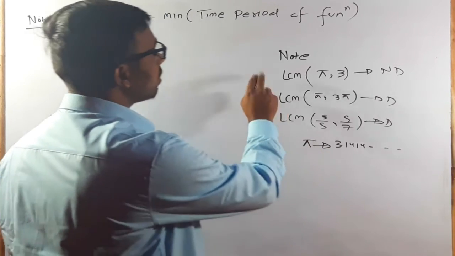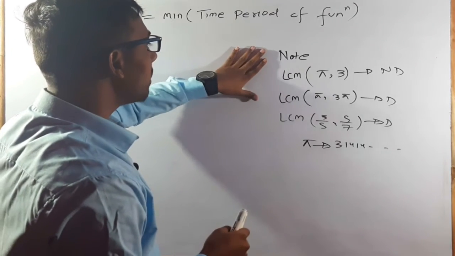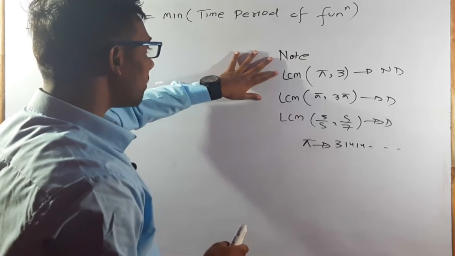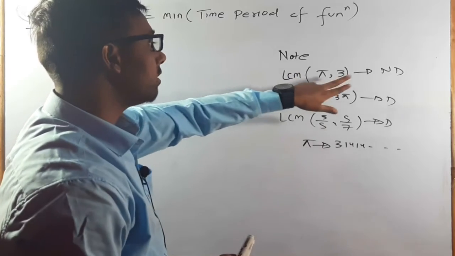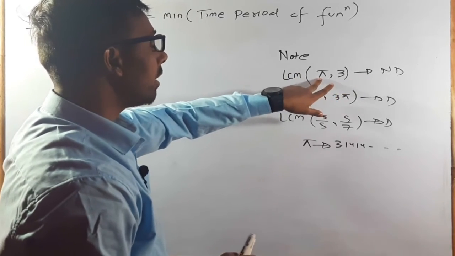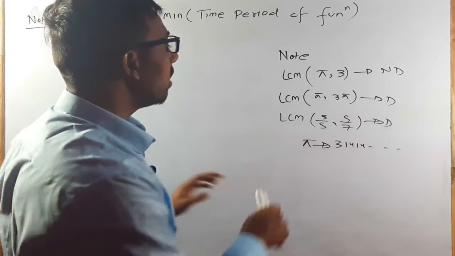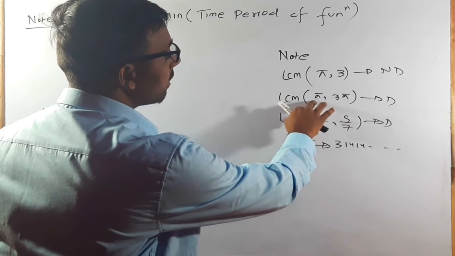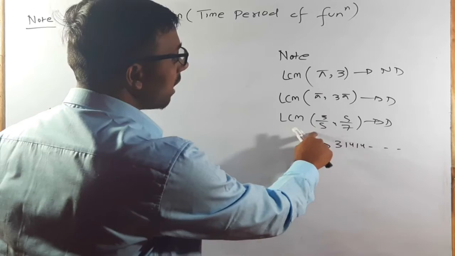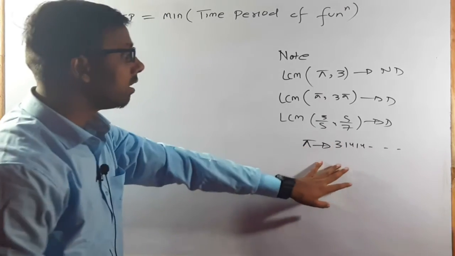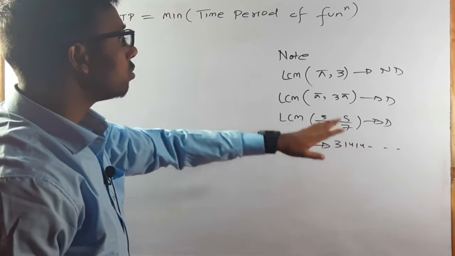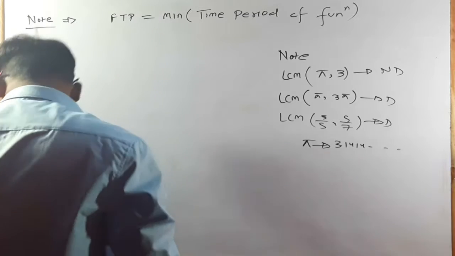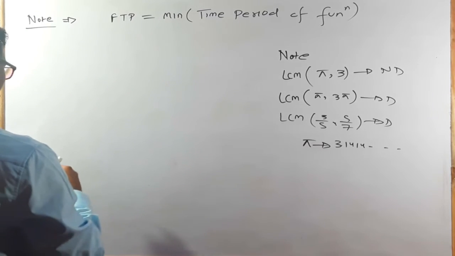This is a note that I've already given you in the previous tutorial. The LCM of pi comma 3 is not defined. That means rational and irrational is not defined, but the LCM of two irrational numbers is defined, and the LCM of two rational numbers is also defined. This is the note that you should keep in your mind. So I'm going to take one more example.